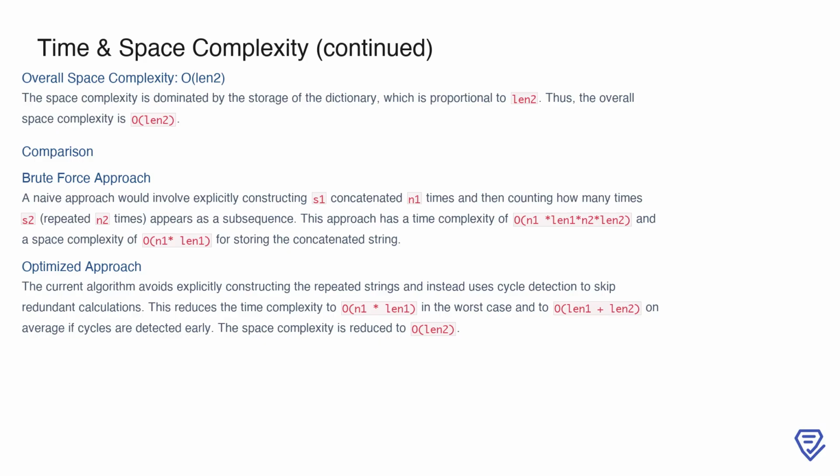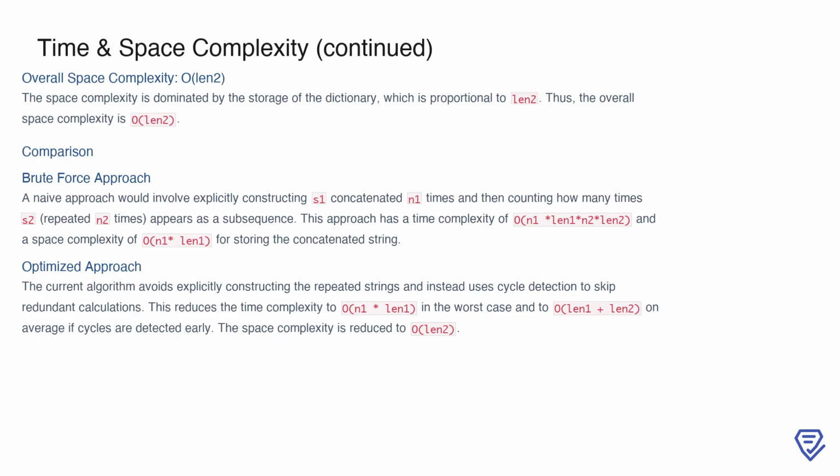To better understand the efficiency of this approach, let's compare it to a brute force method. In a naive implementation, we would explicitly construct the string S1 repeated n1 times and then count the number of times S2, repeated n2 times, appears as a subsequence. This brute force approach would have a time complexity of O(n1 * len1 * n2 * len2), because it involves constructing and processing the repeated strings explicitly. Additionally, it would require O(n1 * len1) space to store the concatenated string.